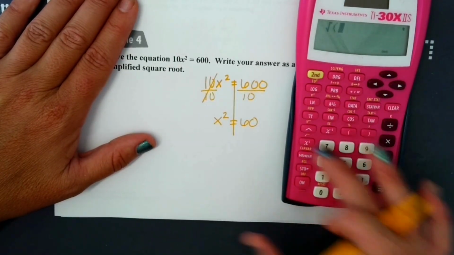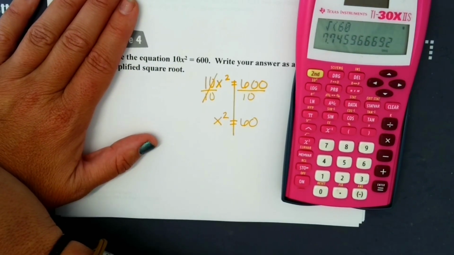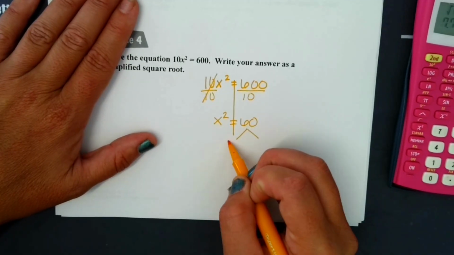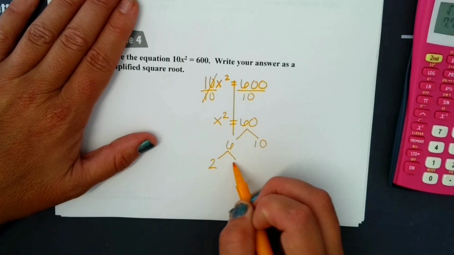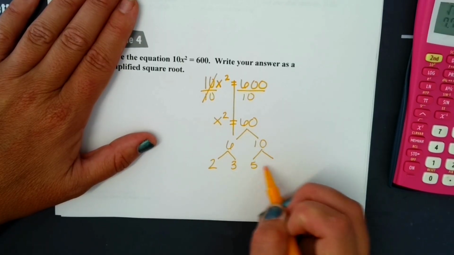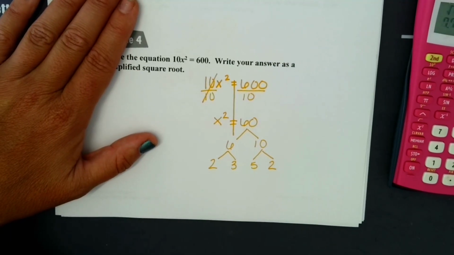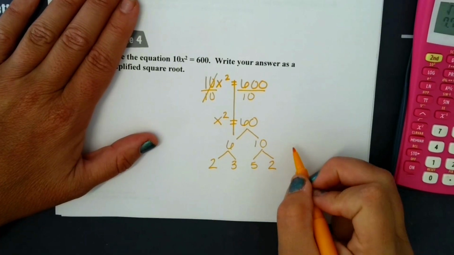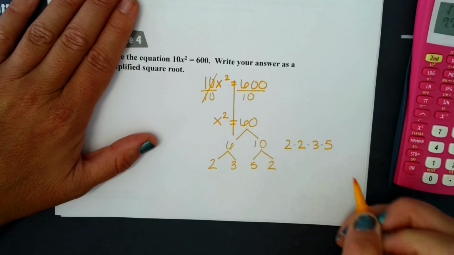So if I take the square root of 60, do you notice how it doesn't come out to a whole number? It's not a perfect square. So that's when we're going to break it up. 6 times 10. That's when we're going to do the prime factorization. And I will tell you when we're going to use the prime factorization and when we're not. So now I list them in order: 2 times 2 times 3 times 5.